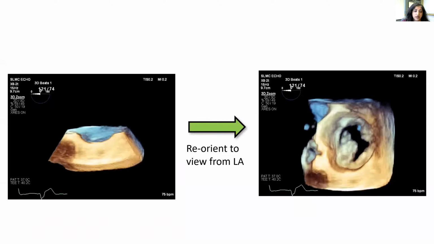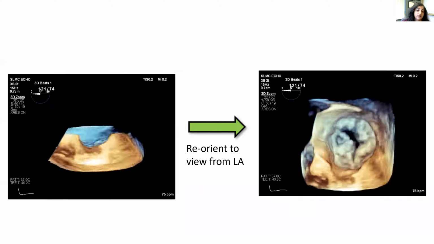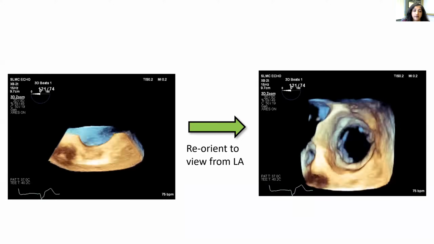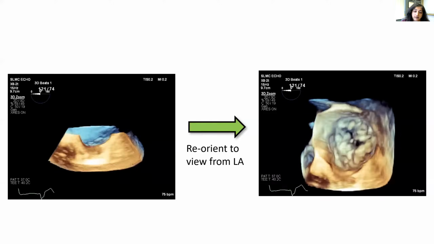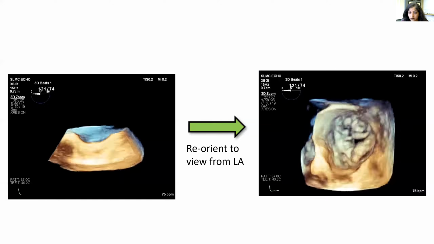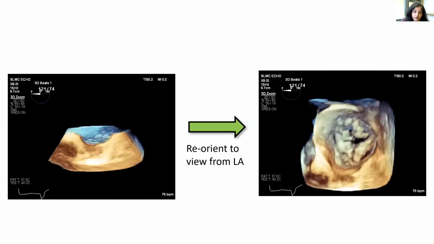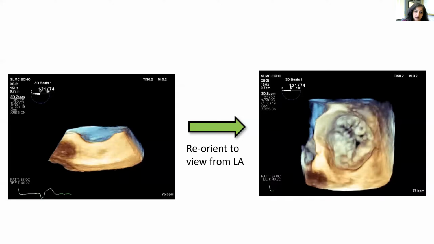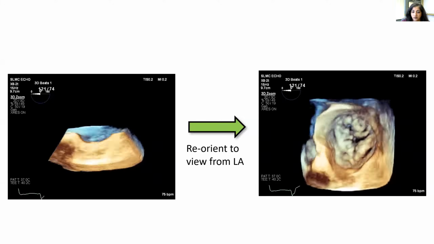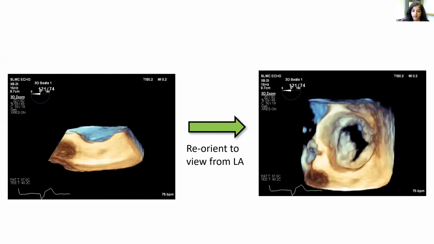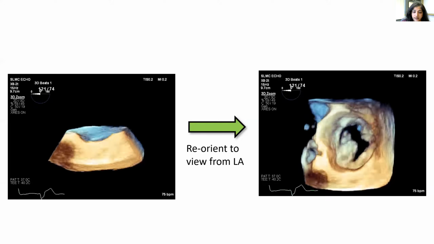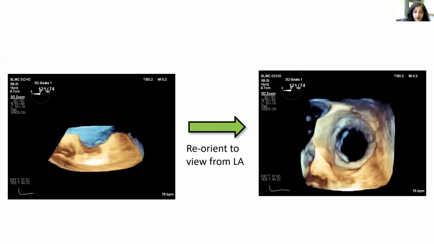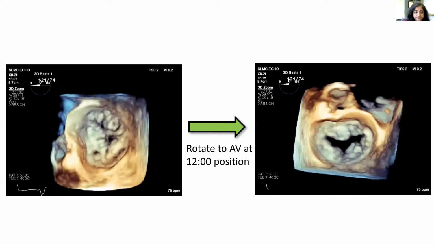The first thing we do is we reorient this information to a view from the left atrium. Many TEE software platforms will actually do this for you. You click on mitral valve and automatically it will create a view looking at the mitral valve from on top of the left atrium. In this case, we did it manually. We brought the segment down to view it from the left atrium.